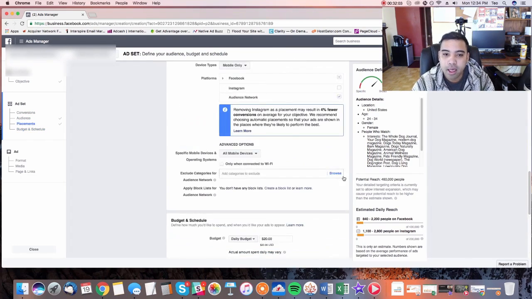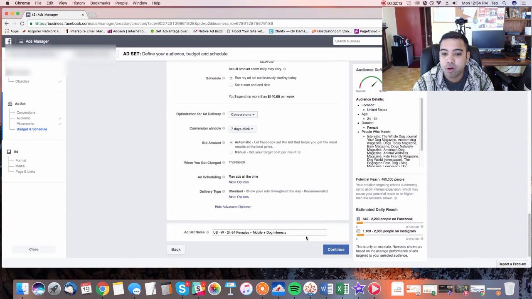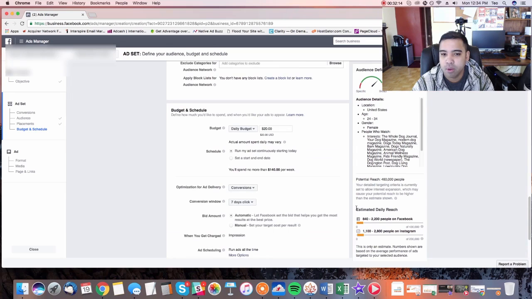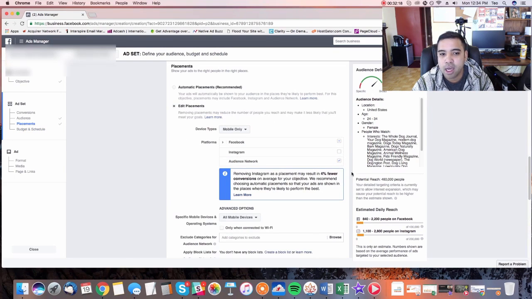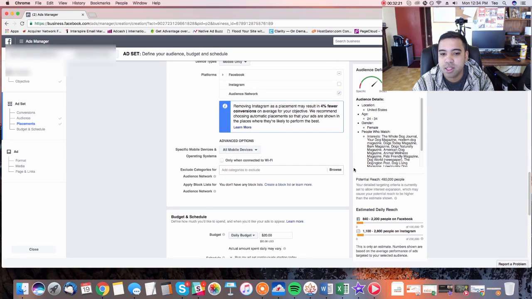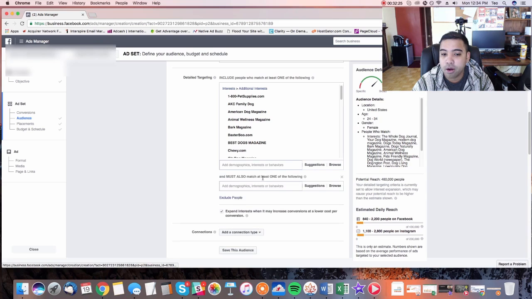Okay, and you can also specify which mobile devices, Android or iOS. Okay, and when you create these campaigns, you're creating this campaign very, very specific. You're going deep. You're saying, okay, I just want to target just this type of crowd, just this type of people.